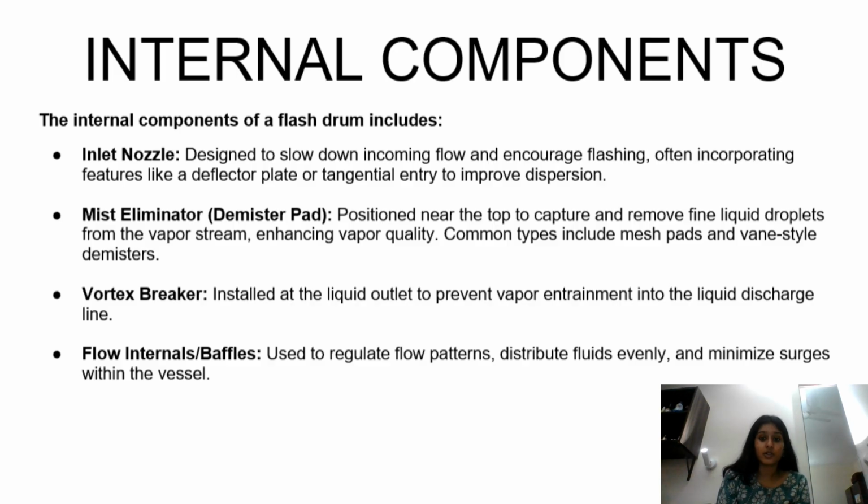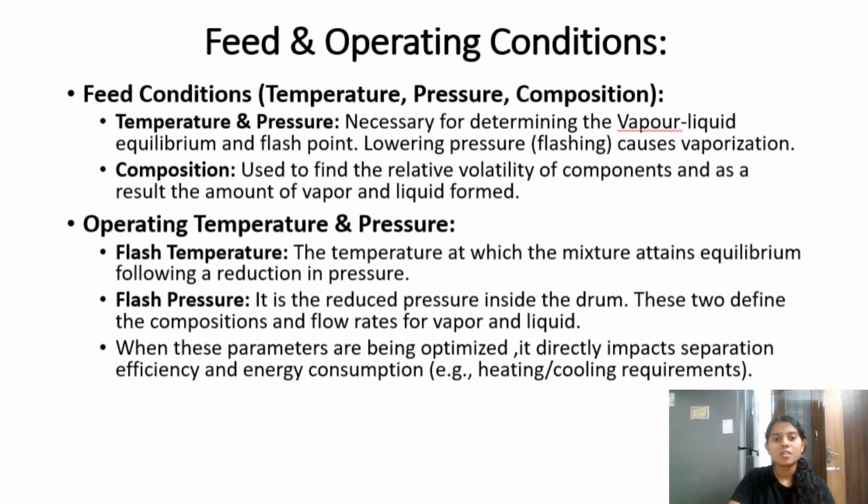The internal components also include a mist eliminator, or the demister pad, positioned near the top to capture and remove fine liquid droplets from the vapor stream, enhancing vapor quality. Common types include mesh pads and vane style demisters. We also have the vortex breaker installed at the liquid outlet to prevent vapor entrainment into the liquid discharge line. And finally, we have the flow internals and baffles used to regulate flow patterns, distribute fluids evenly, and minimize surges within the vessel.